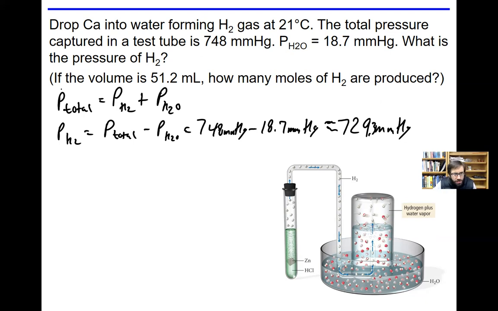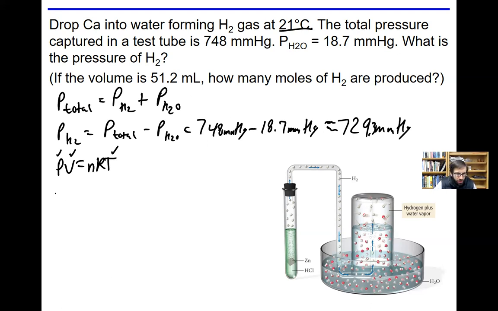All right, now let's do this second part of the problem. If the volume is 51.2 milliliters, so the volume of this headspace here where we're capturing the gases, how many moles of hydrogen are produced? Okay, so here we have to use PV equals nRT, and we know the temperature. We know R is always the ideal gas constant. We don't know n, that's what we're trying to solve for. We know V of the total space, and we actually know P, okay? And so we have to be careful. What P do we use? Well, we want to use P hydrogen. I mean, we're talking about moles of hydrogen here.